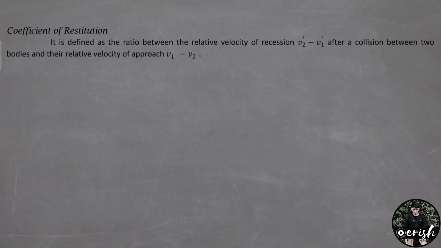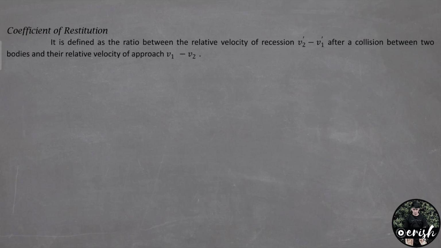One way of determining whether a collision is elastic or inelastic in nature is by knowing the value of the coefficient of restitution. Coefficient of restitution is defined as the ratio between the relative velocity of recession, say v2 prime minus v1 prime, or the final velocities after a collision between two bodies, and the relative velocity of approach, v1 minus v2. It is a number which indicates how much kinetic energy, or the energy of motion, remains after a collision of two objects.